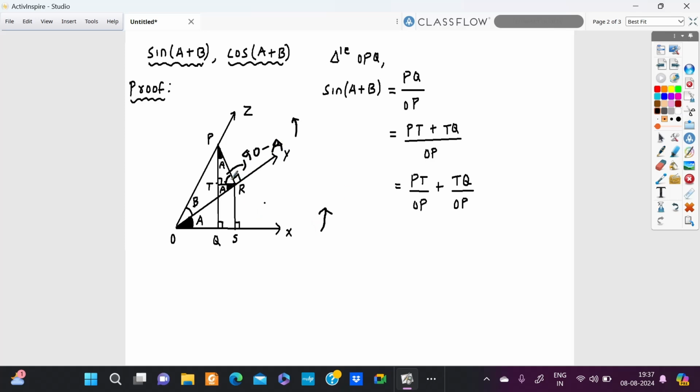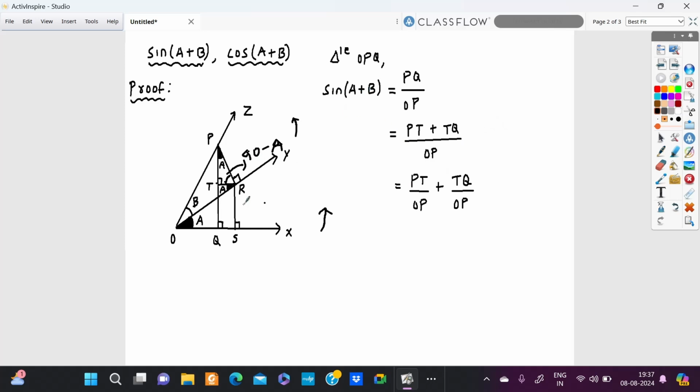Since this angle is 90 minus A, the third angle should be A, because all three add up to 180. Angles on a straight line are 180. We have this angle which is 90 degrees and one angle which is A, and this is supposed to be 90 minus A. Since this is 90 minus A, the same logic applies to the small triangle PTR, and the angle at P is A, right?